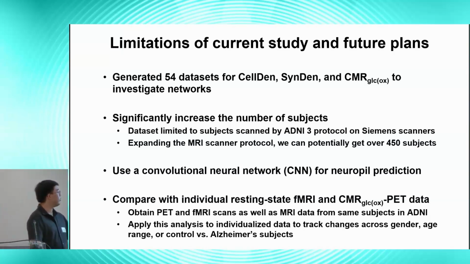We'd also like to compare with individual resting state fMRI and CMR glucose PET data. So that data is also available through ADNI. We hadn't looked at it before, but we're also in the process of going through that. And hopefully that would allow us to track changes across gender, age, health versus disease, things like this.